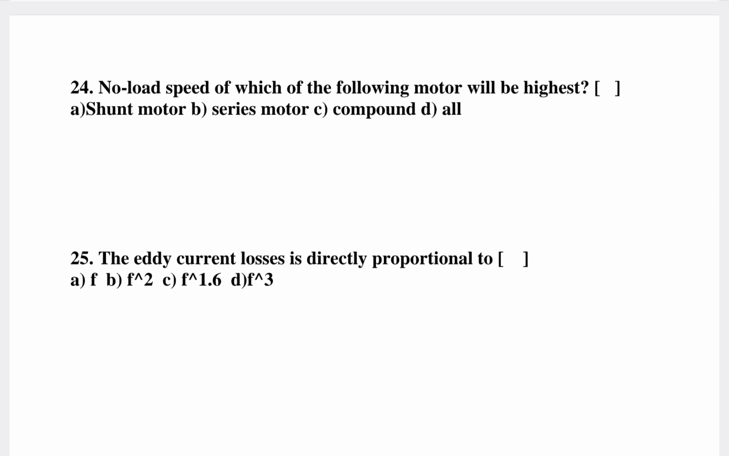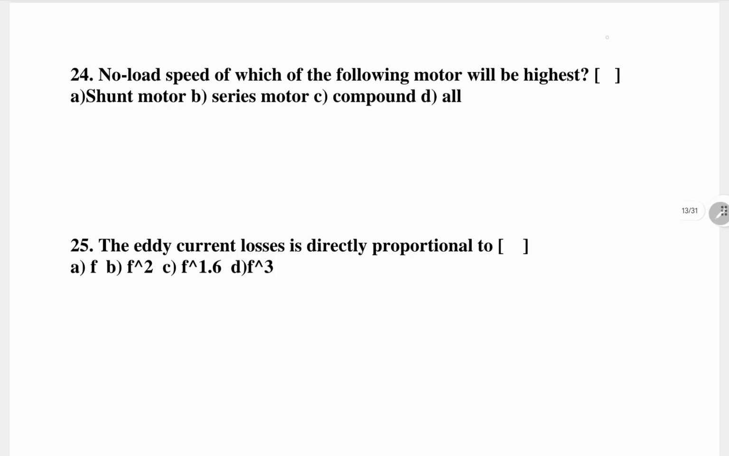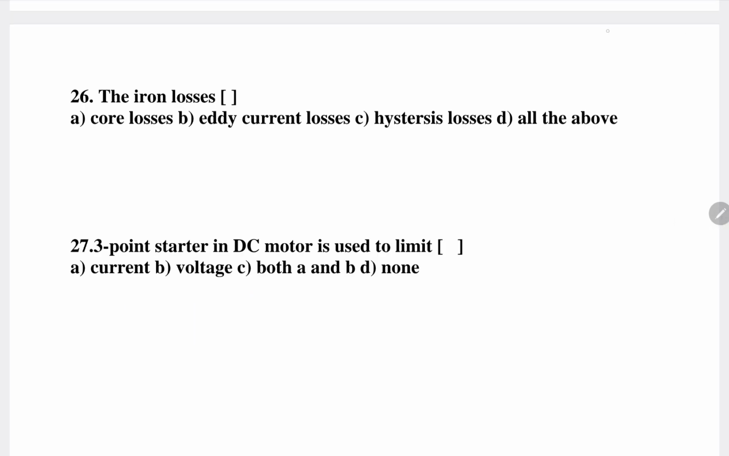No load speed of which of the following motors will be highest? The series motor speed is going to be highest. The eddy current losses are directly proportional to f square, frequency square. Next, the iron losses. Core losses are iron losses, eddy current losses and hysteresis losses; all the above losses are iron losses.